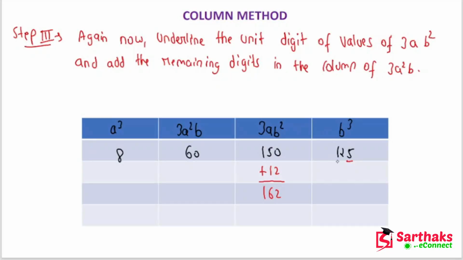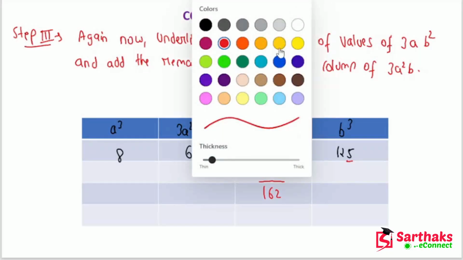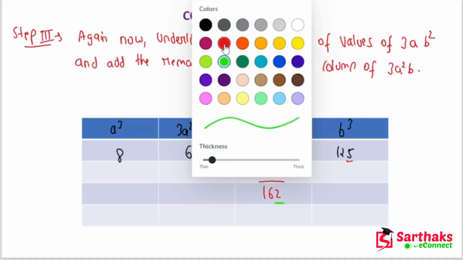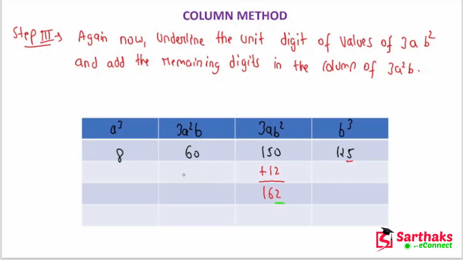So again, now we'll underline. Firstly we did the same thing in this column. We underlined the unit digit of b cube, added it to the column of 3ab square. Now after taking the final product, we'll underline the unit digit of this 3ab square, and then add the remaining digits to the column of 3a square b. So let us underline the digit. So 2 will be this digit. Okay, so let us underline that, and let us add the digits to this column. So the remaining digits are 16. So we'll simply add 16 and we will get 76 over here. Okay, so this was step number 3.